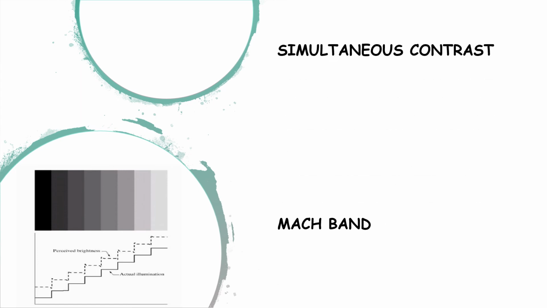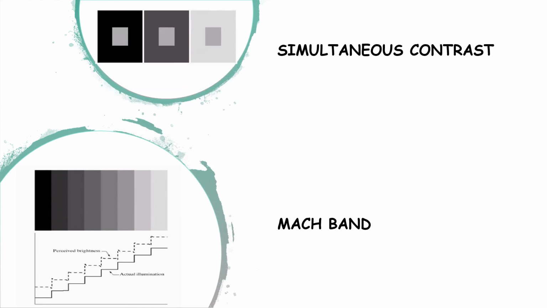The next is simultaneous contrast. Two colors side by side interact with one another and change our perception accordingly. The effect of this interaction is called simultaneous contrast. Here all the inner squares have the same intensity, but they appear progressively brighter as the background becomes lighter.